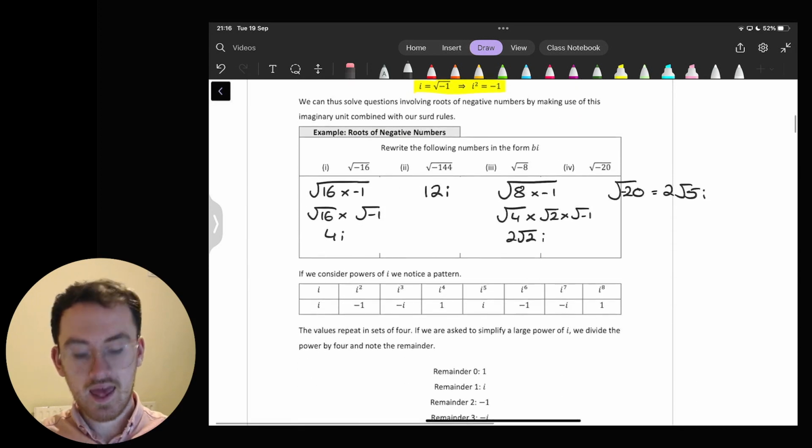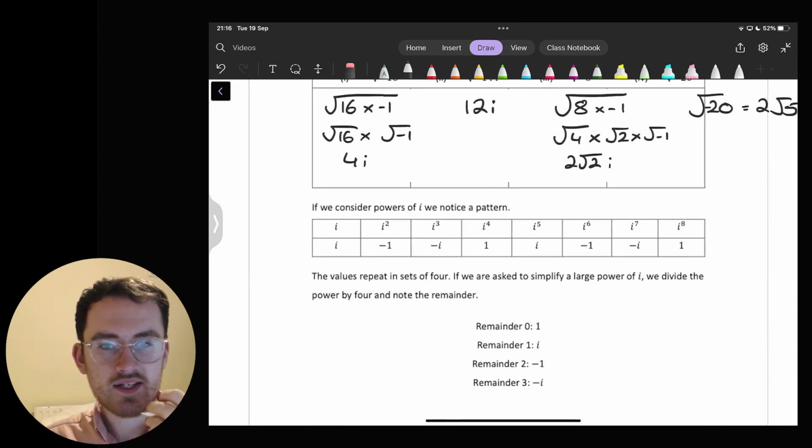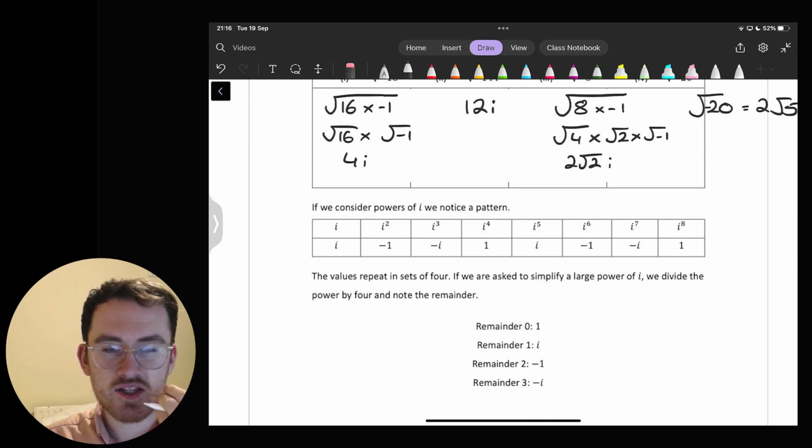If we notice the powers of i, then we can see a pattern. When I start with i, obviously i is just i. When I have i squared, that's -1, from our definition. If we multiply by another i to get i cubed, that's going to be -i. If we multiply by another i, that's going to give me a total of +1. And then we repeat again, we repeat that set of 4.